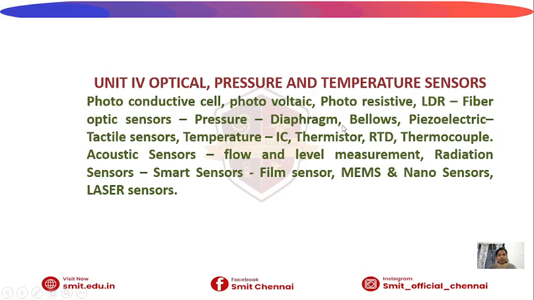Today we are going to discuss Unit 4, different types of sensors like optical sensors, pressure sensors and temperature sensors. The optical sensors are the photoconductive cell, photovoltaic, photoresistive, LDR and fiber optic sensor. Pressure sensors are diaphragm, bellows and piezoelectric tactile sensor. Temperature sensors are temperature IC, thermistor, RTD and thermocouple. Then there are acoustic sensors such as sound level sensor, vibration sensor, flow and level measurement, radiation sensor and smell sensor. These are all the various types of sensors. So we are going to discuss them.